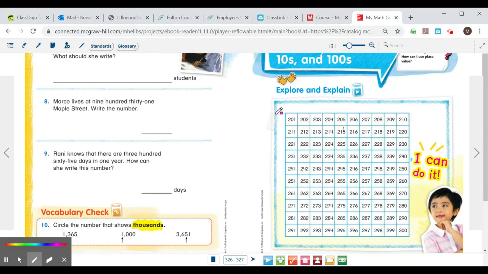Now, if we take a look at the beginning of our chart, our first number is 201. We know that 200 is the number that comes before that. So if we started at 200 and we counted all the way down this chart, we would count to 100 when we got here, and that would give us 300. And we know our next number would be 301.